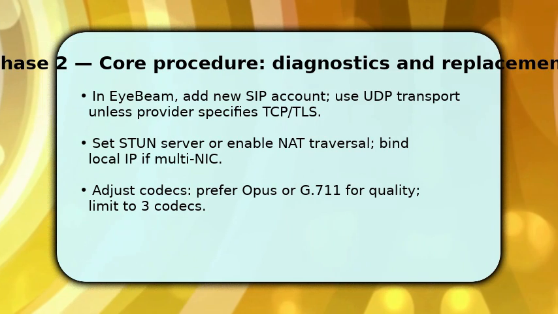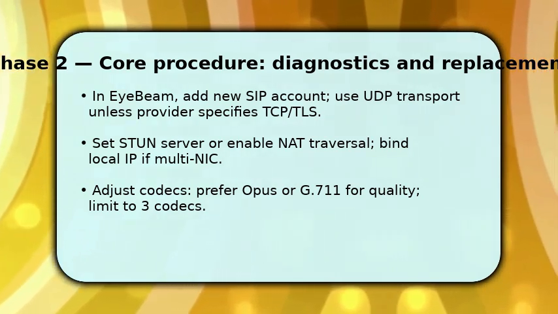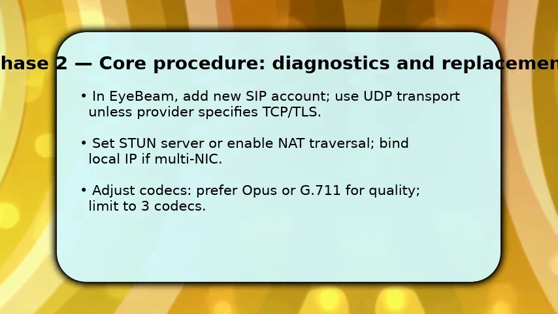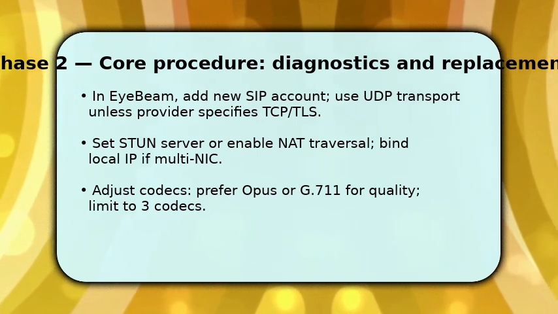Next, select codecs. Prioritize Opus or G711 for clarity, and limit the list to 3 to reduce negotiation delays. Finally, bind the account to the correct local interface.